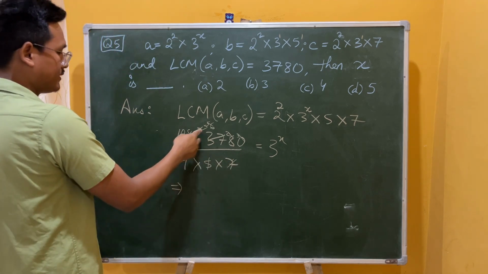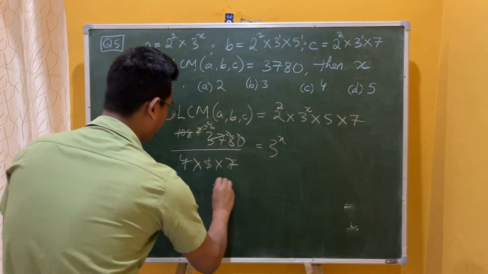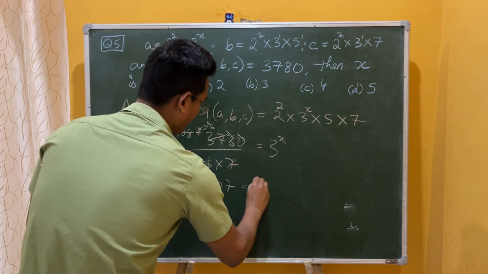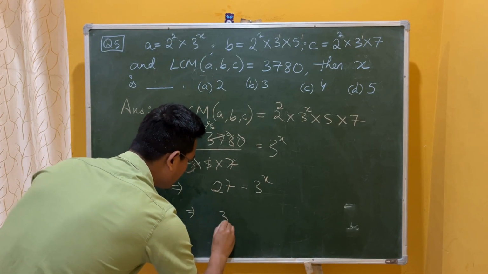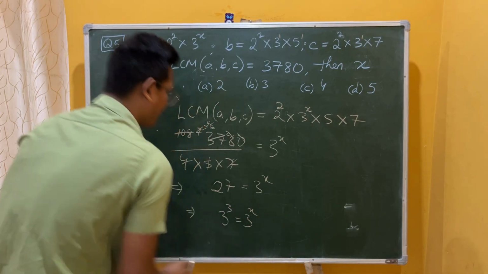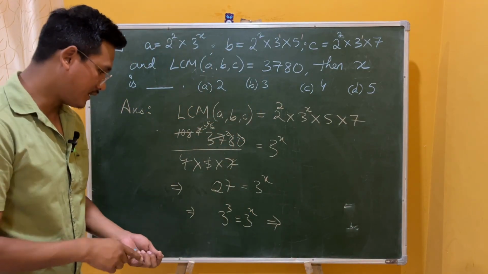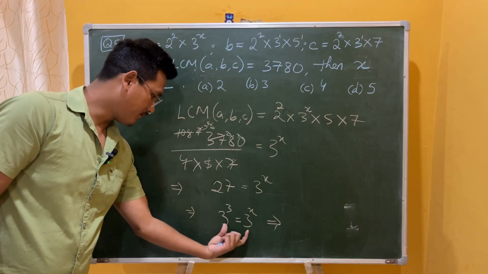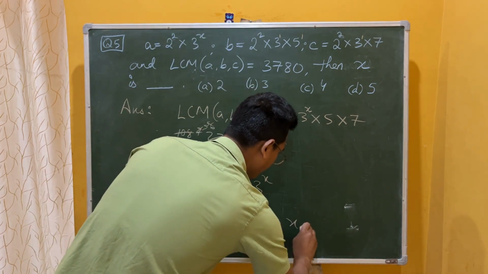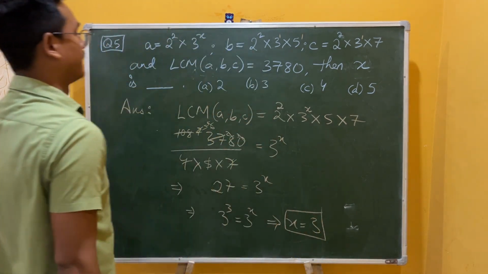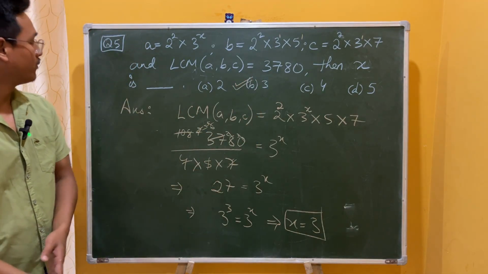So 7 into 108 is 756, and 4, if you divide this, it is 27. So 27 equals 3 to the power x, which means 27 can be written as 3 to the power 3. In the law of indices, it says that if the bases are the same, powers are equal. That means x equals 3. So this is our correct answer. Okay, now we'll do question number 6.